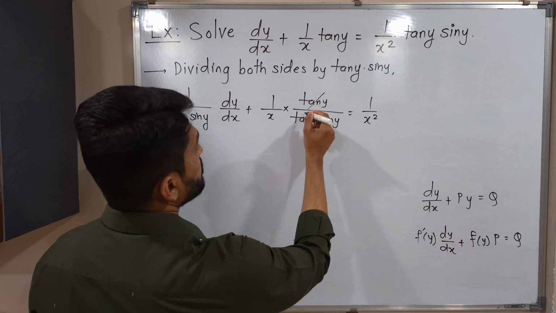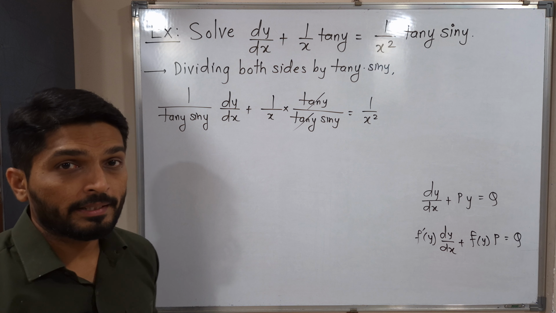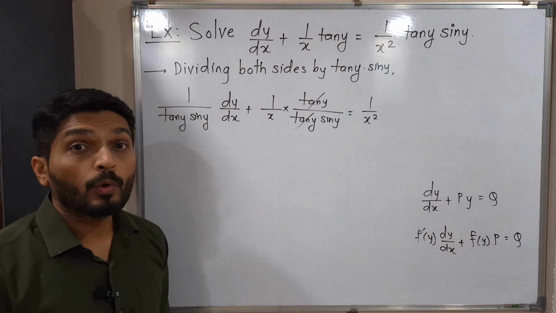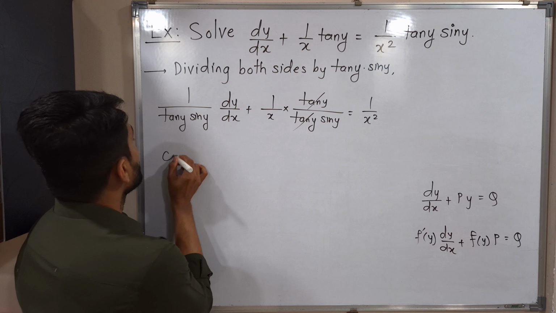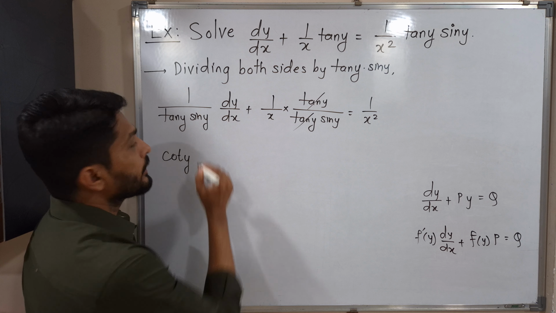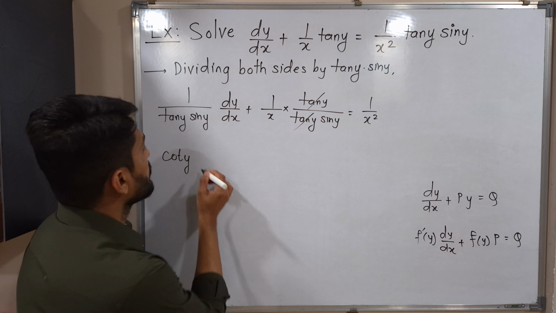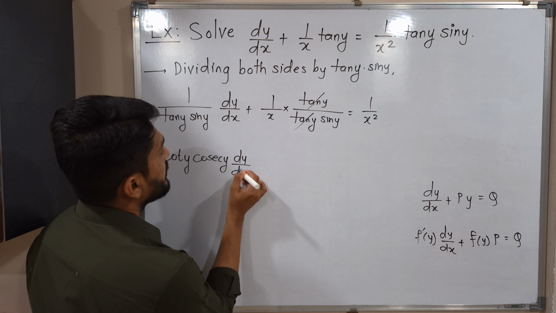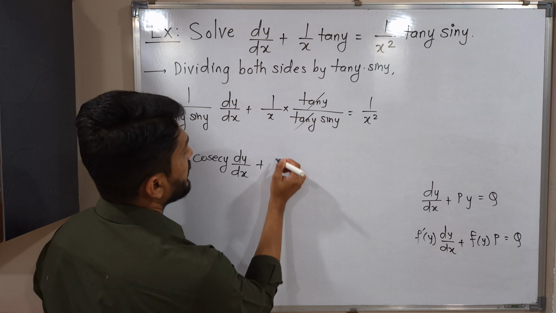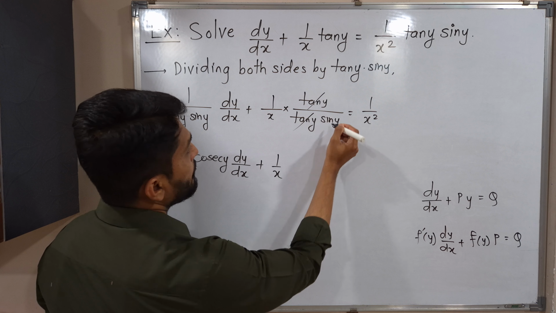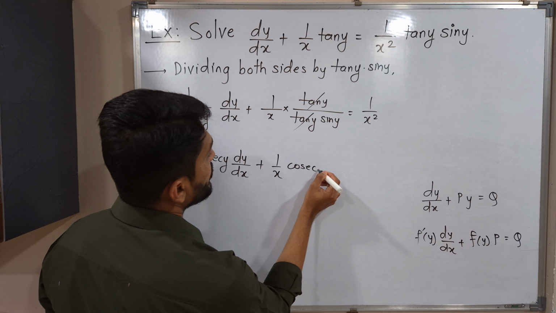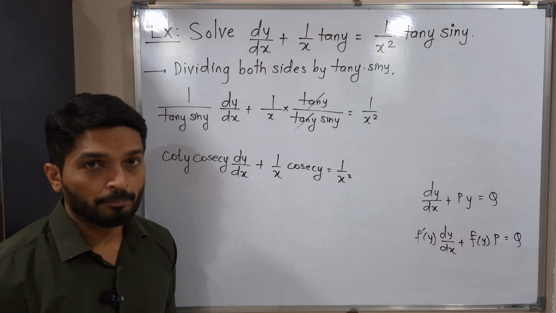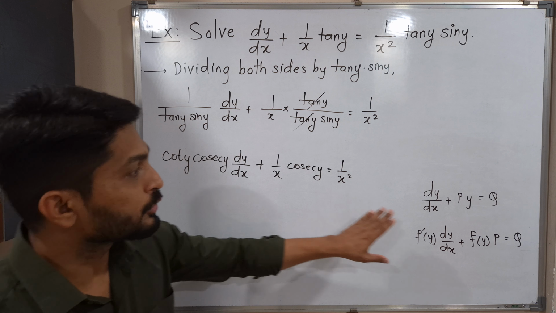Okay, but still it is looking complicated, right? So what will I do? Do you know 1 upon tan means what? Cot. So that's why I will write it is cot y. 1 upon sin means cosec. So it is cosec y dy by dx plus 1 by x as it is. 1 upon sin means cosec. Here also we can write cosec y is equal to 1 upon x square. Now it is looking better. See, now the right hand side is a function of x only.